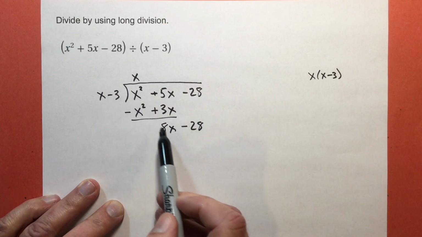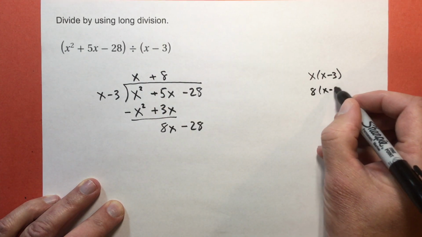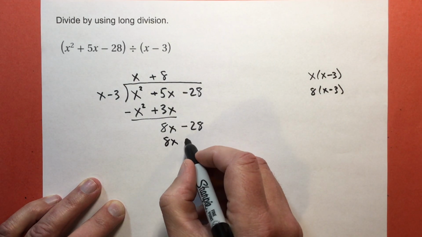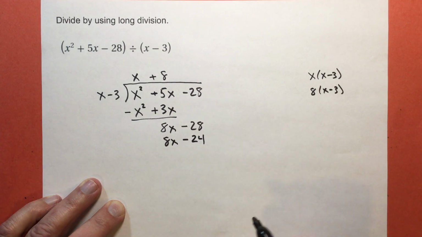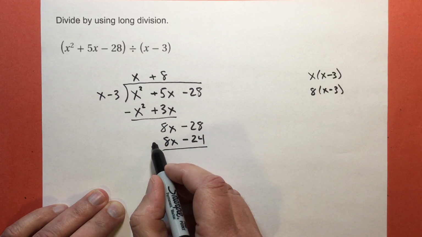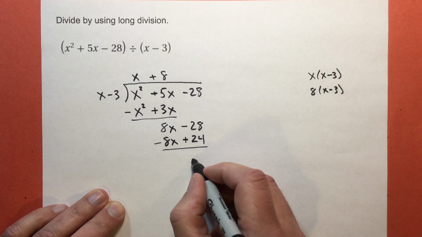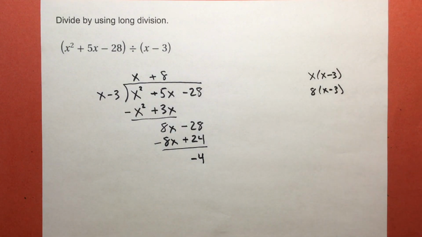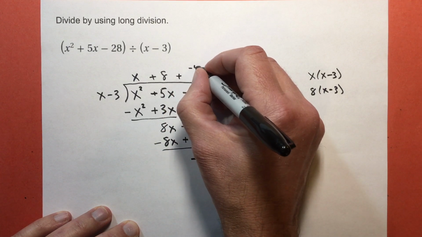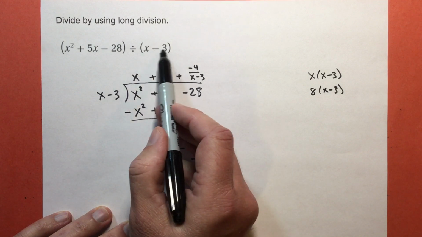What do I multiply x by that equals 8x? That's going to be 8. So 8 times x minus 3 is going to be 8x subtract 24. And as every time, I'm going to subtract this, so I change the sign, change both of them. So positive became negative and negative became positive. And I end up with the remainder of negative 4. So I'm going to put that remainder up here. I'm going to do plus negative 4 over x subtract 3. It's the remainder in a fraction with that in the denominator.